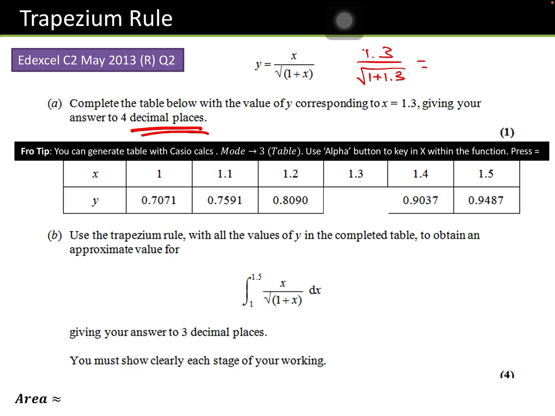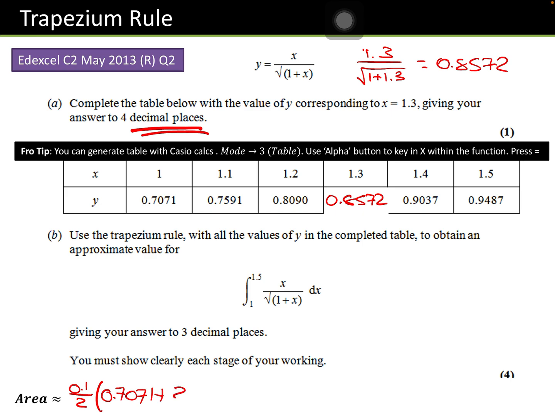So when we sub that in, we get 0.8572, which can go into that gap. Okay, then use the trapezium rule with all the values of y to obtain the approximate value. So we've got a gap this time of 0.1.